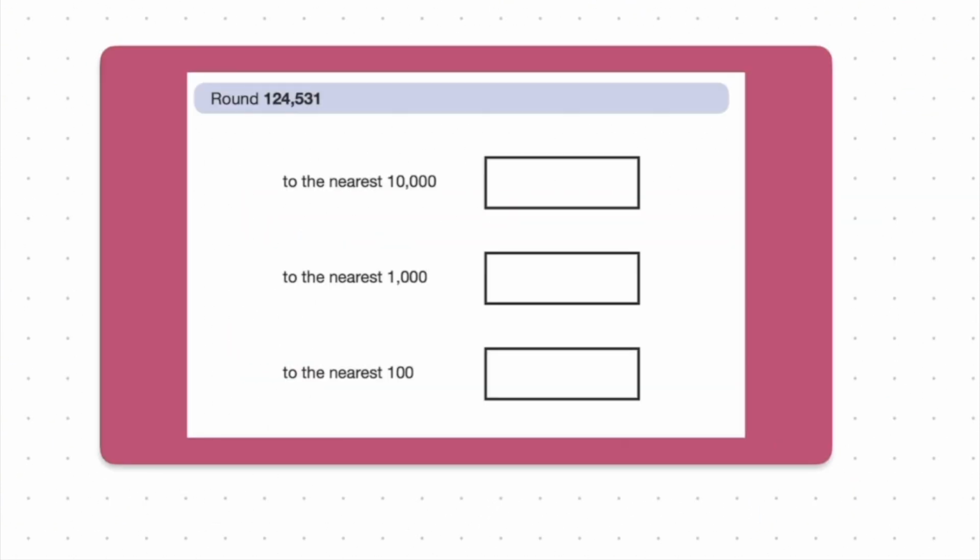Next question, round 124,531 to the nearest 10,000. So 124,531. I'm going to circle my 10,000 column, underline my bossy neighbour. My bossy neighbour is telling me to go down. So our number is 120,000.